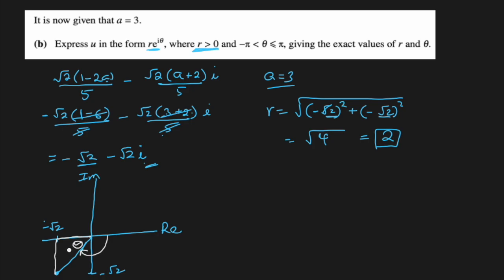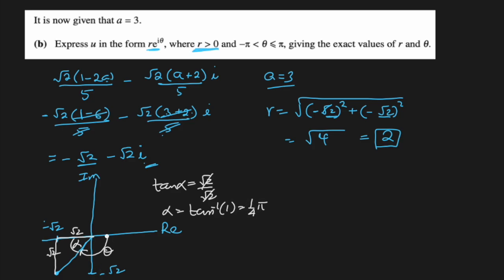Let's not call it theta. Theta is the one which is the argument, so let's call this one alpha. If you find alpha, we can find theta. So this length is square root 2, and this is square root 2, so we can find tan alpha equal to square root 2 over square root 2. I am ignoring negatives, because I want this angle, which is an acute angle. So alpha equals tan inverse 1, which is pi by 4, 1 over 4 pi.